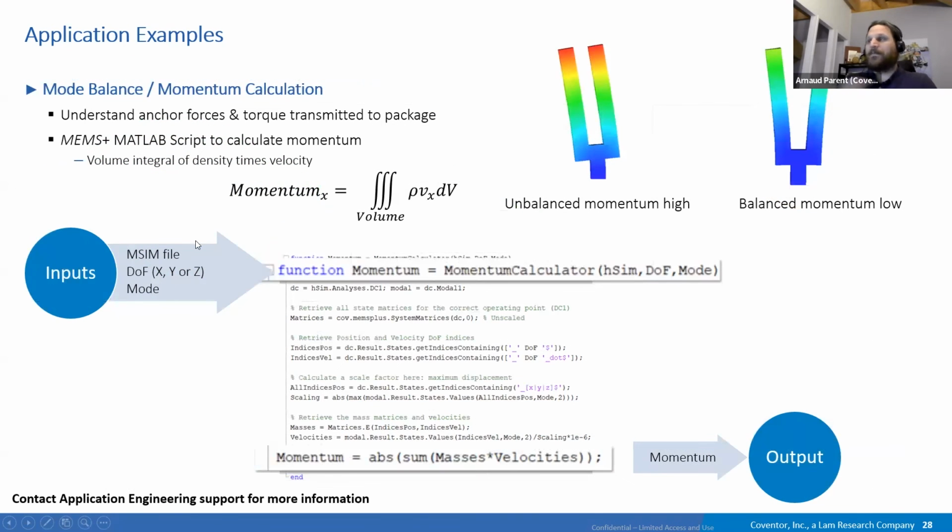Another application example, and the last one. This one is something we added. It's a script to calculate momentum. I will try to be quite quick here, but basically we are looking at a simple model we created as an example.